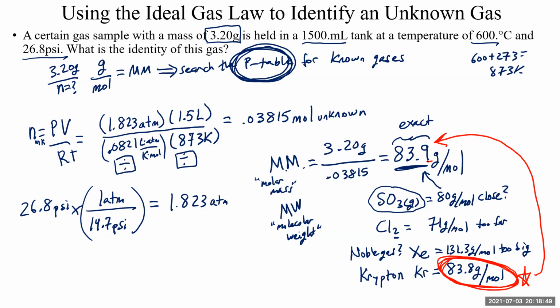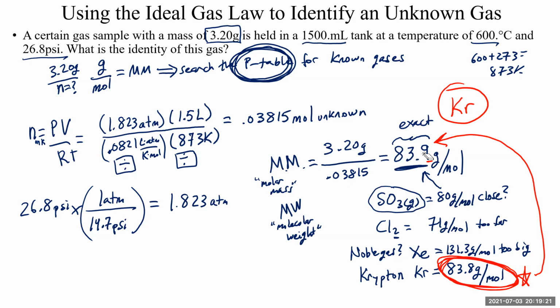Remember, our original value was about 83.87. So you actually plug that in, 83.87. That's the same digit, eight to the right of the decimal. So this is it. Our unknown gas was krypton. We were able to identify the gas, despite the fact that we didn't know it, simply by the volume and pressure and temperature of the gas, the volume it took up at a given pressure and temperature.